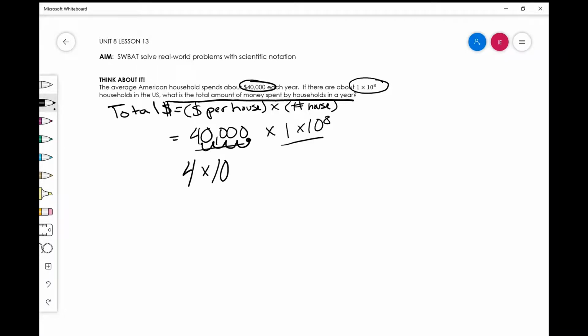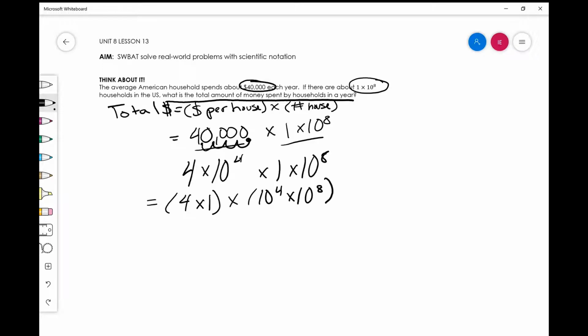So I have 4 times 10 to the power of 4 multiplied by 1 times 10 to the 8th. We can rearrange and group our multipliers together, so 4 times 1, and then group our powers of 10 together, times 10 to the 4th times 10 to the 8th. Obviously 4 times 1 is just 4, and we're going to add our exponents together. So I have 10 to the 4 plus 8, which means my answer is going to be 4 times 10 to the 12th.